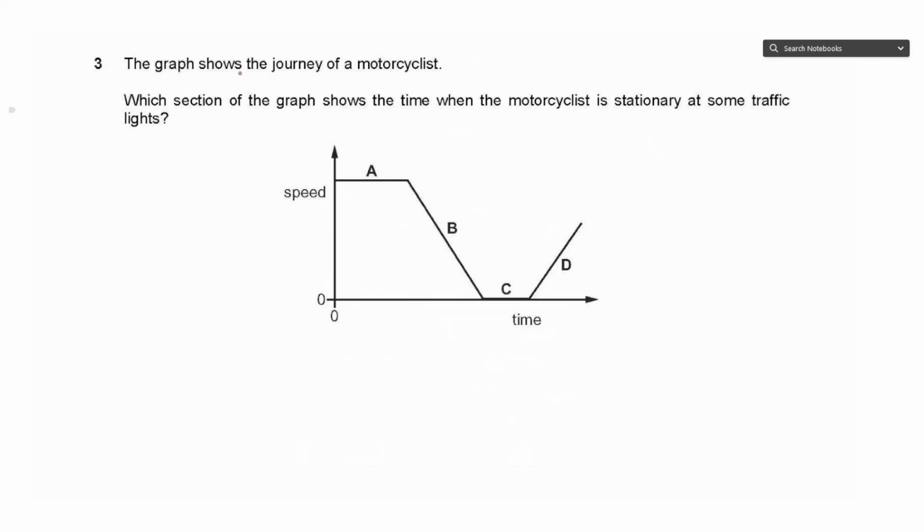Question 3 says the graph shows the journey for a motorcyclist. Which section of the graph shows the time when the motorcyclist is stationary at some traffic lights? Stationary means that the velocity or the speed is equal to 0, so we have C here.